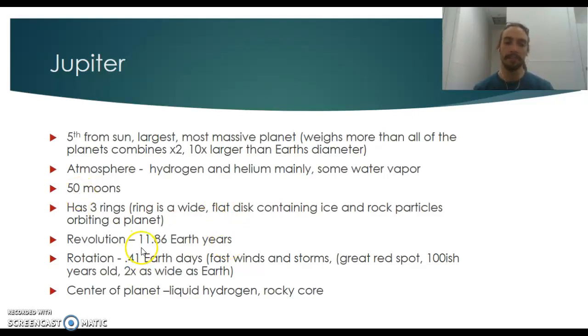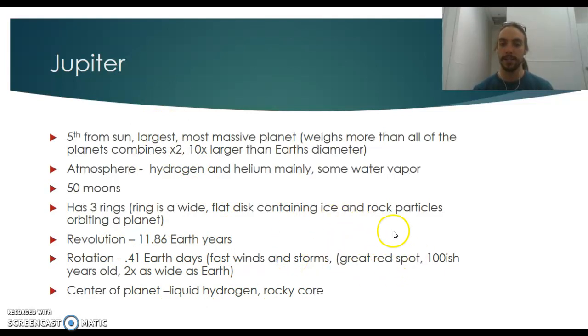Its revolution is 11.86 Earth years. So every time the Earth spins around the sun, that's 1 year, 1 Earth year. So this revolution around the sun for Jupiter takes 11.86 of those. Its rotation, though, is only 0.41 Earth days. So it's spinning very quickly around its axis. And if you can imagine, it's 10 times larger than Earth, and it's spinning a little more than twice as fast as Earth does. So it's going to generate really fast winds and storms on that planet, especially since it's gaseous.